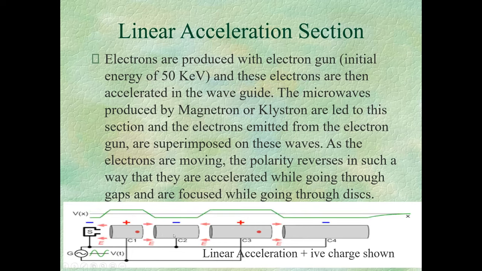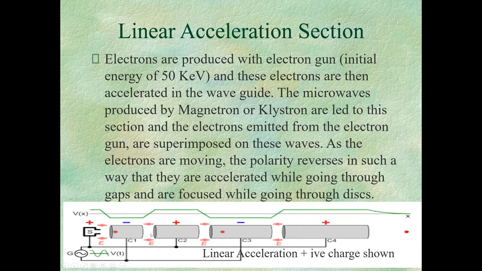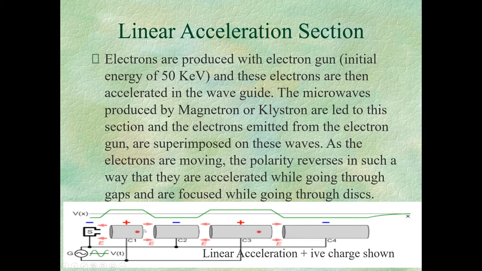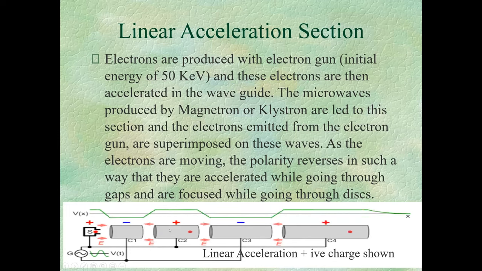We have these grids and there are cavities or gaps between the grids. So between these gaps, our charged particles are accelerating, and within these, they are confined into groups, and we stop them from escaping.